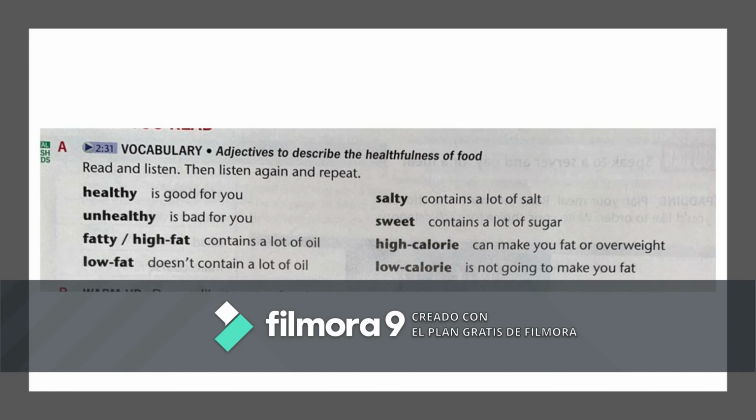Then we have salty, that means that something contains a lot of salt. We have sweet, that means that it contains a lot of sugar. We have high calorie, and it means that something can make you fat or overweight. And the last one, we have low calorie, and it means that it is something that is not going to make you fat, right?